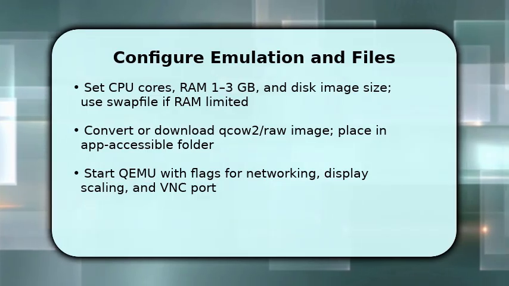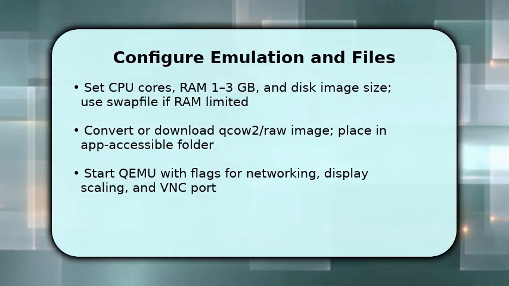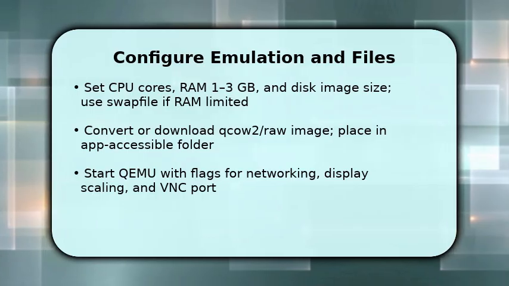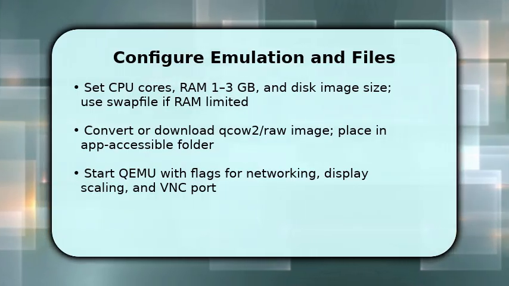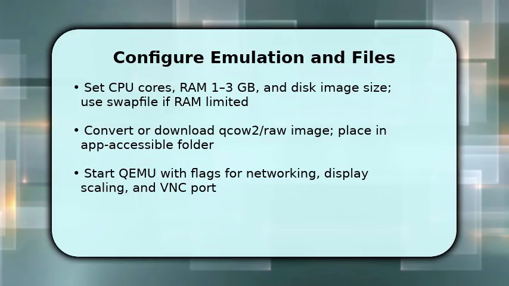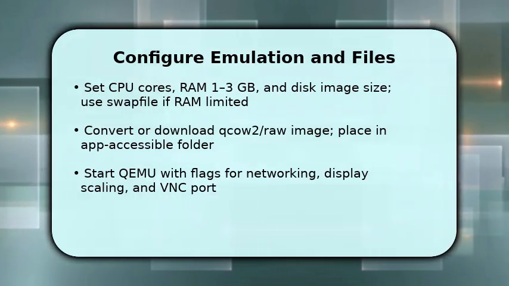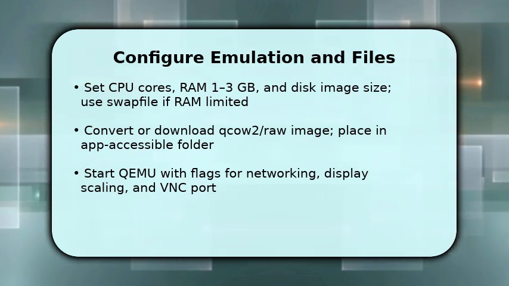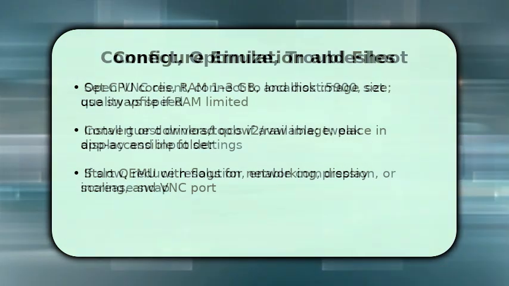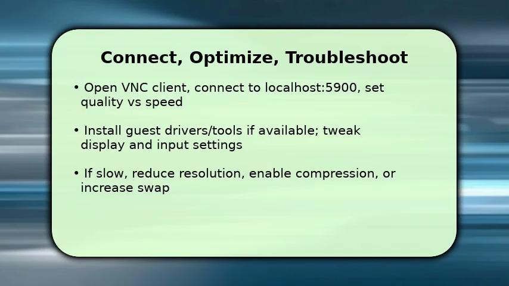Then launch QEMU with appropriate flags, enable user networking, set display scaling to match your screen, and expose a VNC port. As you start the VM, monitor boot messages and adjust tiny parameters like CPU threads to keep performance stable. You finish by connecting a VNC client to localhost on the configured port and logging in.